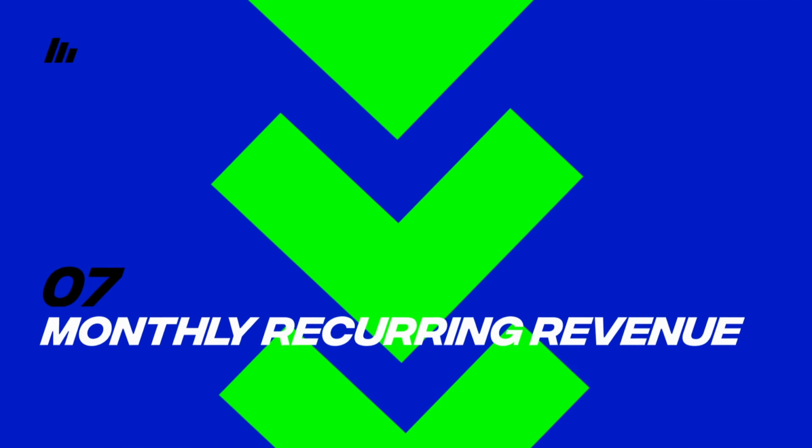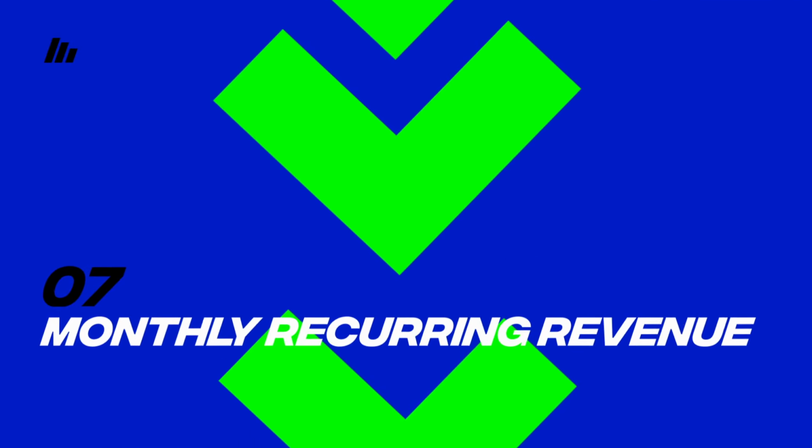Number 7 is your MRR, or your monthly recurring revenue. As a fashion brand, most likely you don't operate on a subscription model. Let's just say you have adopted a model where maybe customers purchase from you every single month. Maybe they get a discount. Maybe they get a box in the mail that has specific products. Maybe that's your business model.